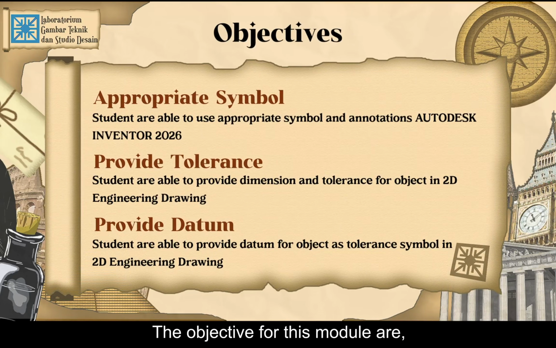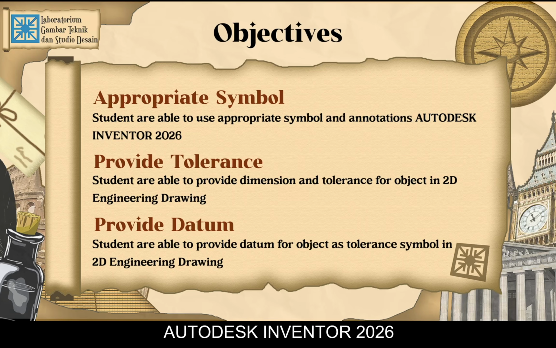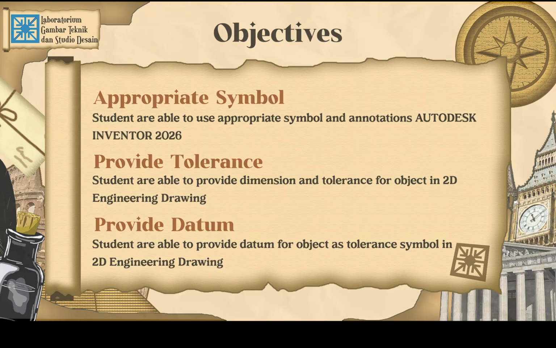The objectives for this module are: students are able to use appropriate symbols and annotations in Autodesk Inventor 2026. Students are able to provide dimensions and tolerance for objects in 2 dimensional engineering drawing. And students are able to provide datum for an object as a tolerance symbol in 2 dimensional engineering drawing.